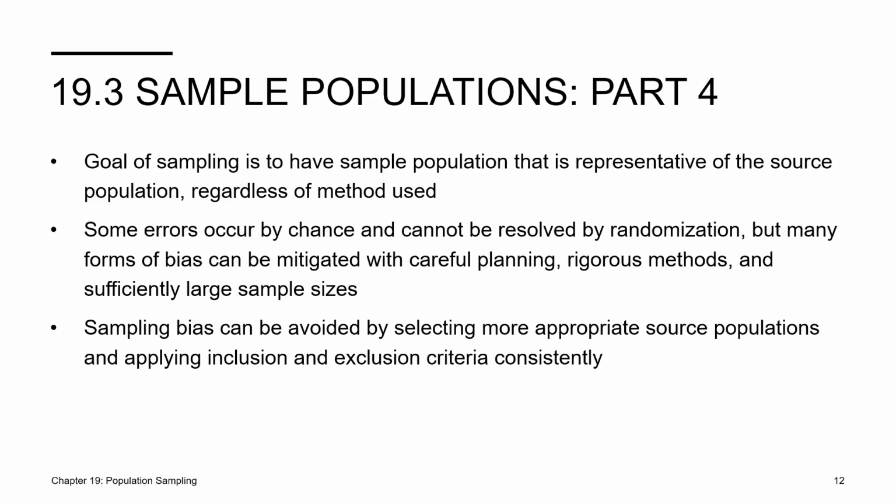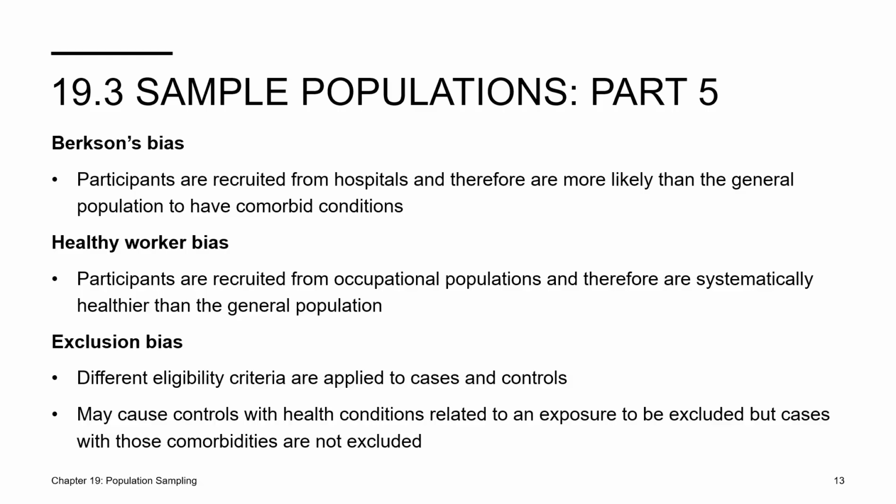The goal of sampling really is to have that sample population that represents the source population regardless of the methods used. So there isn't one perfect method of sampling, it really depends on the study. But some errors can occur by chance and cannot be resolved by randomization. So there are potential biases that can be mitigated with careful planning, rigorous methods, and sufficiently large sample sizes. Sample bias can be avoided by selecting more appropriate source populations and applying the inclusion criteria consistently.